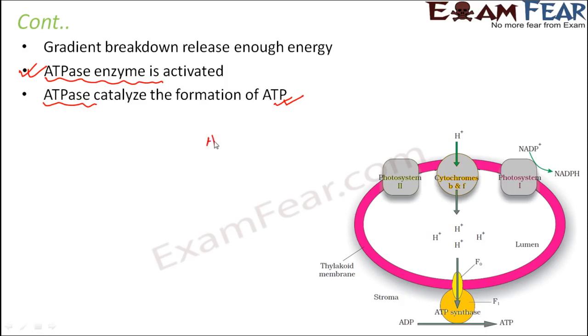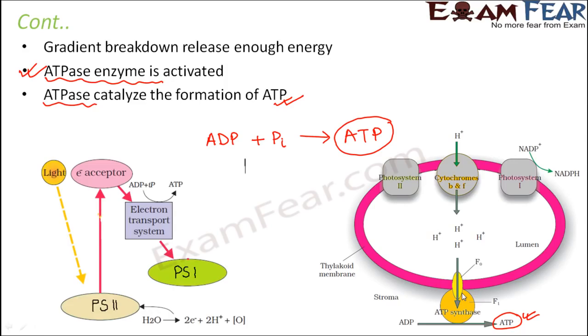So how does the phosphorylation take place? This is ADP. To ADP, inorganic phosphate is added to form ATP. Right? So this is how ATP synthesis takes place. This is the place where ATP is getting generated. So now you know how ATP is produced during non-cyclic photophosphorylation. This is how it is done.